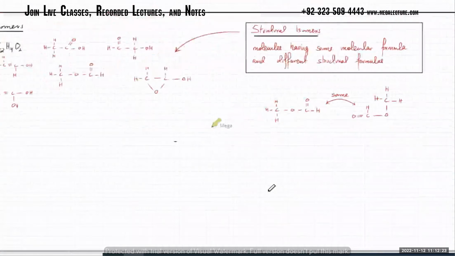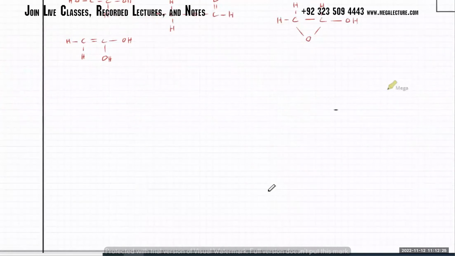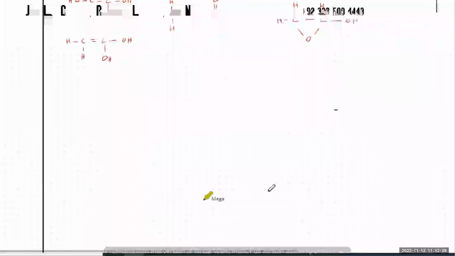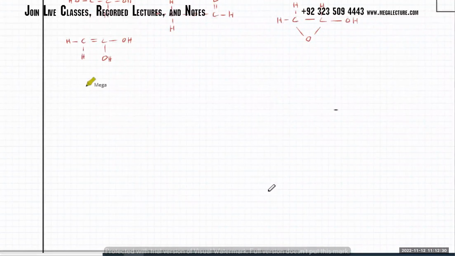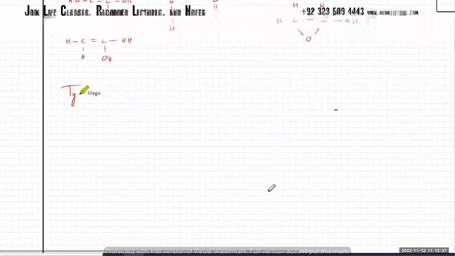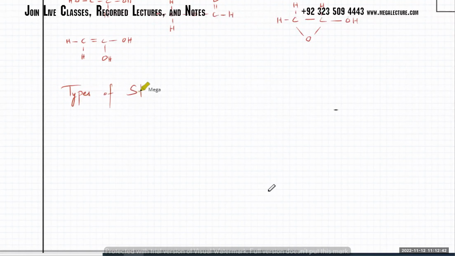Okay, moving on. Structural isomers will be divided into three parts. So there will be types of structural isomers, and you will be expected to draw any one of those types. तो अब types में क्या क्या आता है? Types of structural isomers. So what comes in types is that you have the first type, which is known as a chain or a branch isomer.